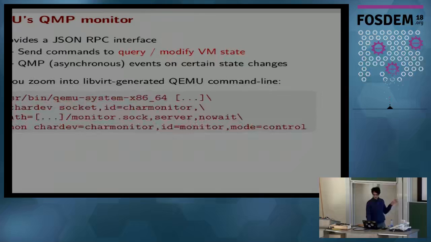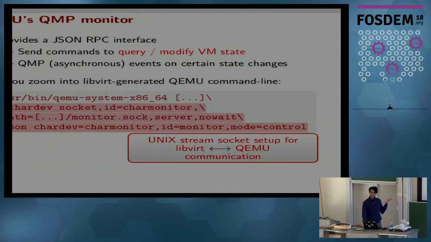To get a sense of where this QMP is configured, if you look at a libvirt-configured QEMU instance, you see a lot of command line that is snipped out, but focus on the chardev setup, where it sets up a Unix stream socket for back and forth communication with QEMU. So that's where it happens. So libvirt will work through that socket.